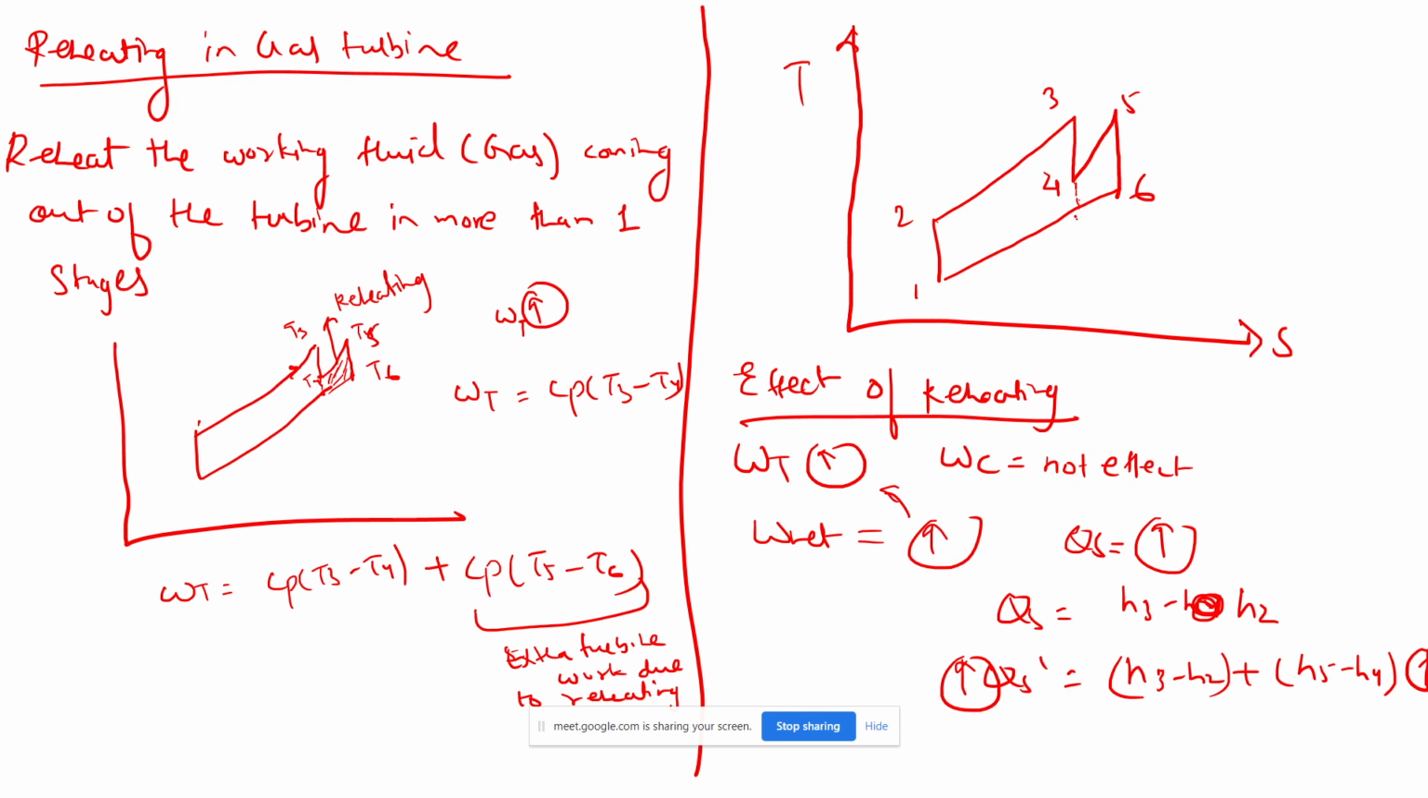Previously we were taking this point as point 4. So, heat rejection temperature: what is the mean temperature of heat rejection? It is (T4 plus T1) by 2. Now because of reheating, the mean temperature will be (T6 plus T1) divided by 2. Since T6 is higher than T4, the mean temperature of heat rejection is also increasing. Have you got that?